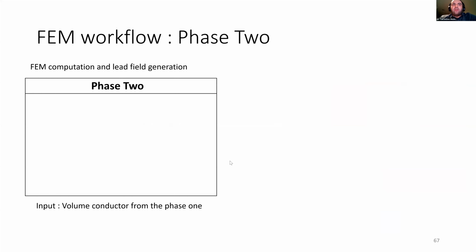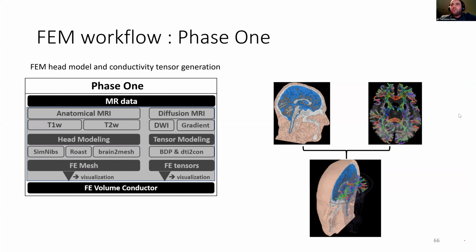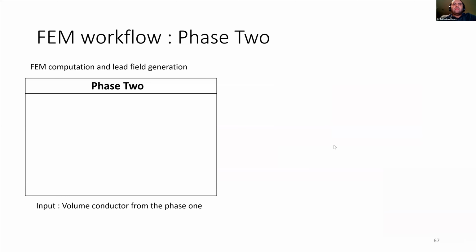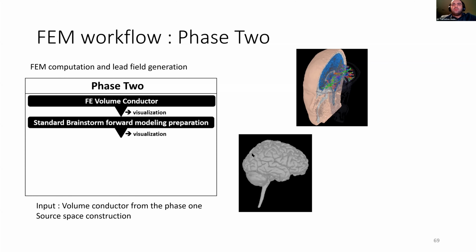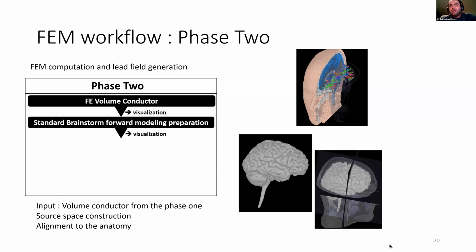The second phase: once we have the head model and the tensor, we have the full head model. The second phase is the computation of the FEM head model, or the forward problem. So we need to specify the localization of the dipole. Mostly we put the dipole on the cortex, and we have a lot of options to check that the cortex fits exactly the MRI of the person.